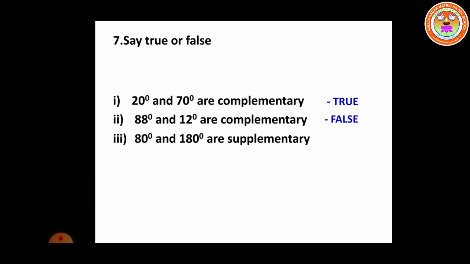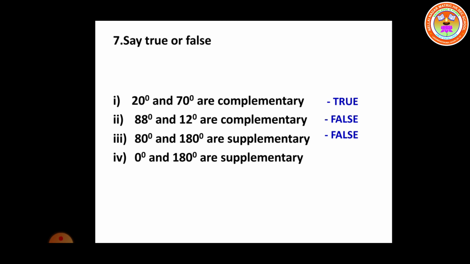80 degrees and 180 degrees are supplementary. We say two angles are supplementary if the sum of those angles is 180 degrees. So here, adding 80 degrees and 180 degrees, what answer do you get? 260 degrees. So they are not supplementary angles. Therefore your answer is false.